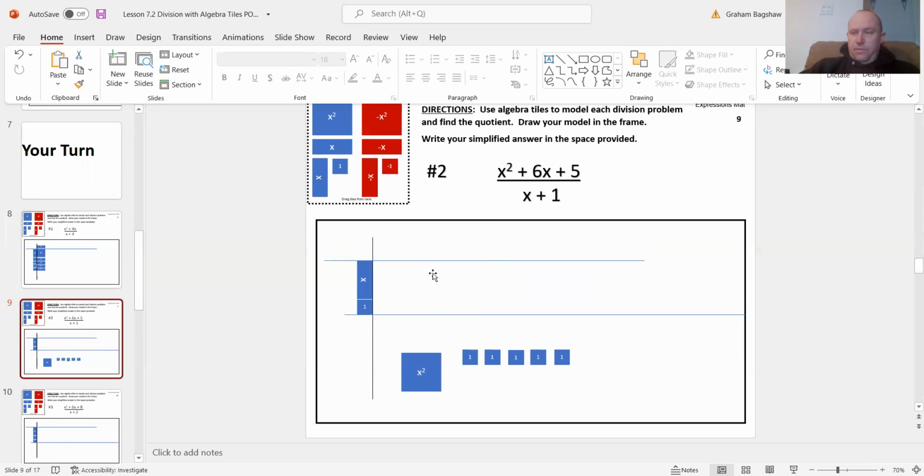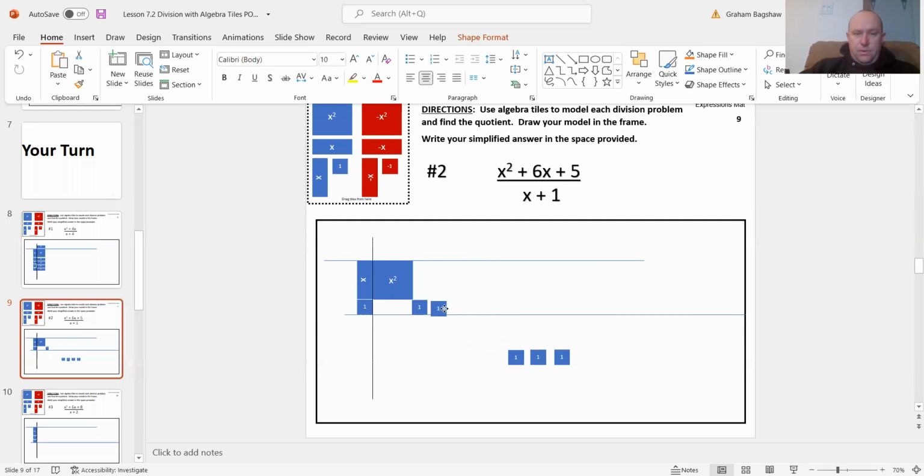X squared plus 6x plus 5 divided by x plus 1. So I got x plus 1 down the side. Here's my x, and then I got 5 little ones to fill in. Now, I'm only going 1 deep for this one, so I'm going to put 1 here. And then as I continue, I'm just going to keep going across until I get to the number that I actually want. 3, 4, 5. And hopefully you could see here there's 1 rectangle, 2, 3, 4, 5, and 6, which is indeed what I'm looking for. So as I fill in my answer, I would have 1x, and then 5 little ones across the top. So x plus 5 would be my answer for that question.